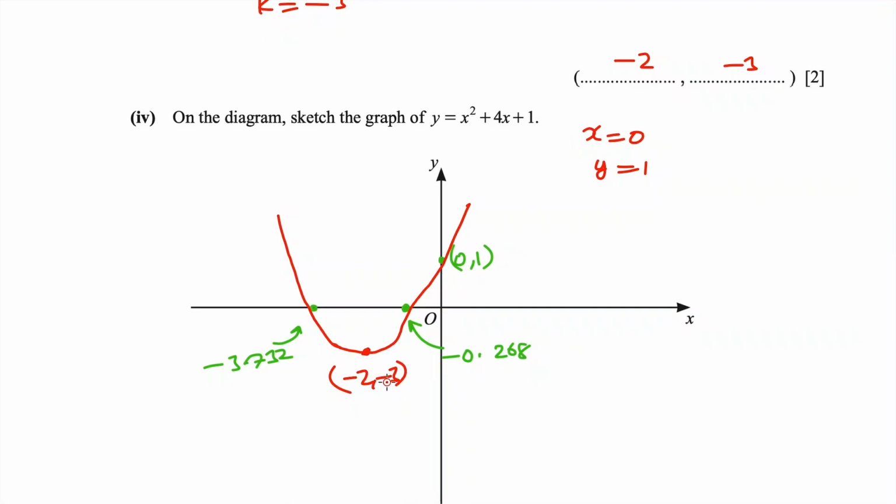They just asked us to sketch, so we need to make sure that we get all the points correct. It is touching the y-axis on the positive side. It is touching the x-axis in two places, both on the negative axis, and the minimum point is in the third quadrant because h and k both are negative. Those are all the points that we need to make sure we got correctly. And this completes the question.